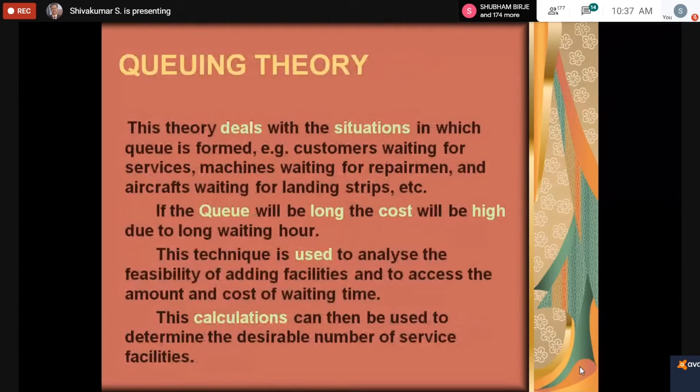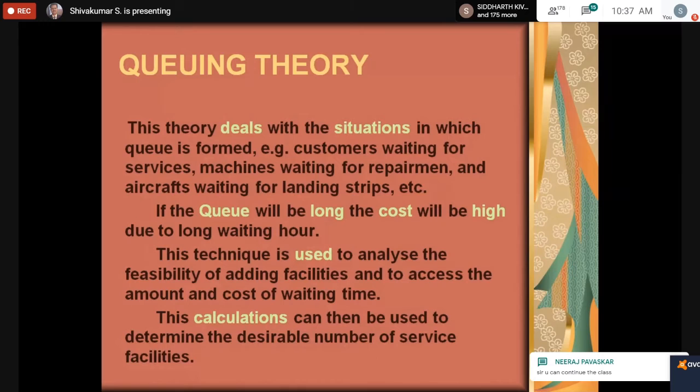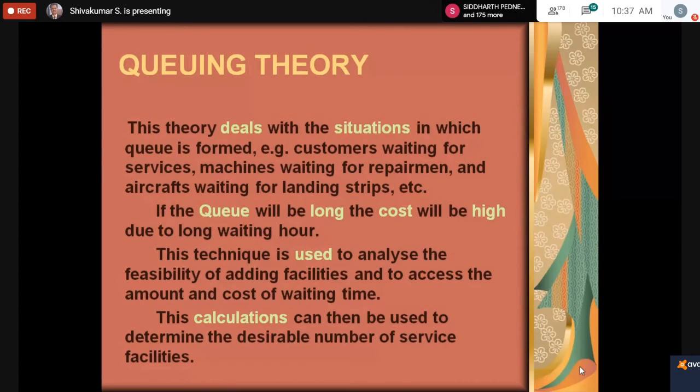Next, the second area of OR is queuing theory. I'm going to deal with it a little bit now, because we will deal with it in detail when we solve problems using queuing theory. This theory deals with situations in which a queue is formed. For example, customers waiting for services, machines waiting for repairmen, and aircraft waiting for landing strips, etc.